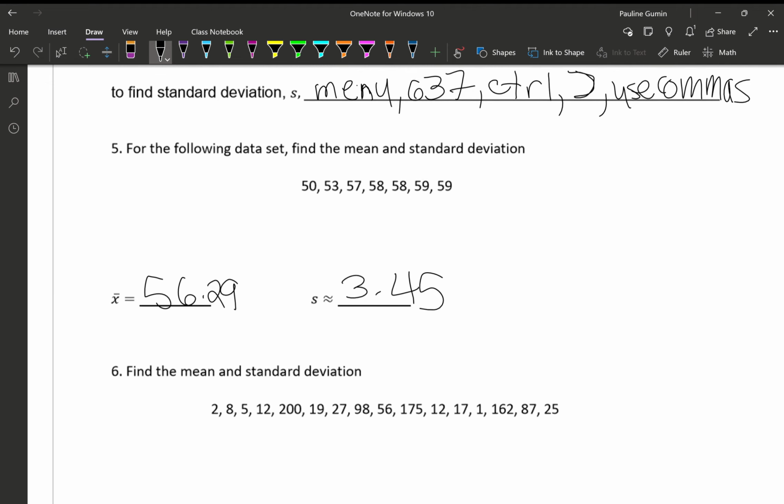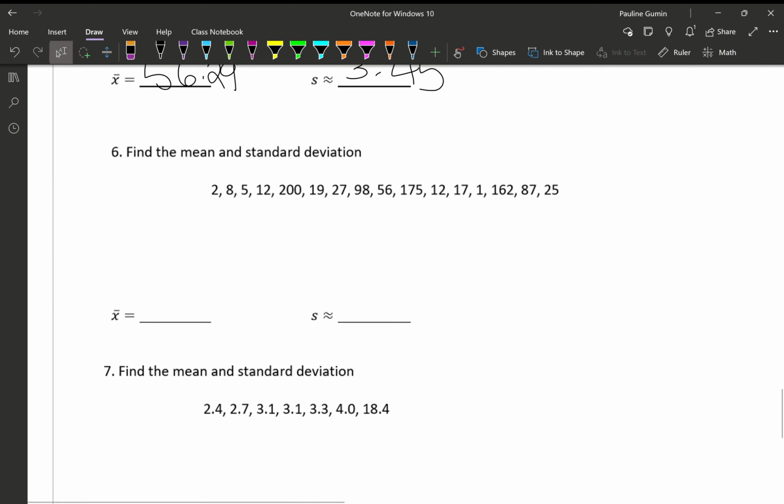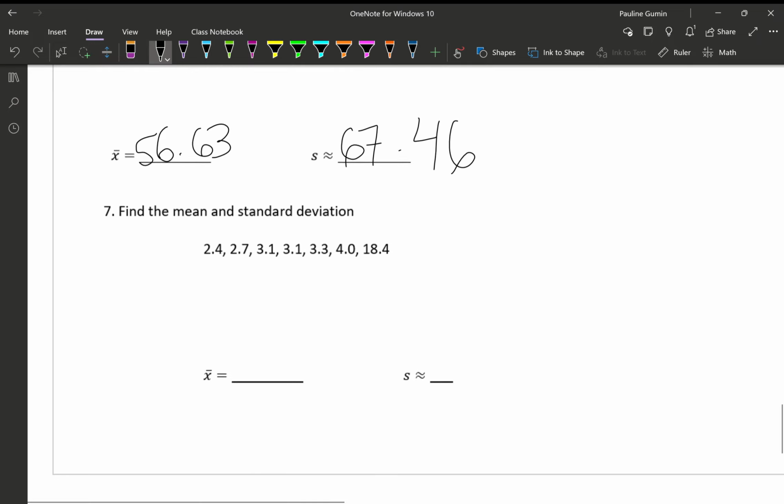If you got an error, make sure your commas are there or make sure you didn't end with a comma. That happens sometimes. All right, same thing for number 6. When I put it in my calculator, I didn't have to reorganize them. They are just as is, I put them in, and I got 56.63. I did round it from 625. Standard deviation, I put into my calculator, and so did you in class, and we got 67.46, which I also rounded from 459.